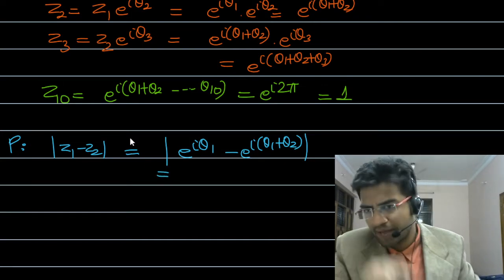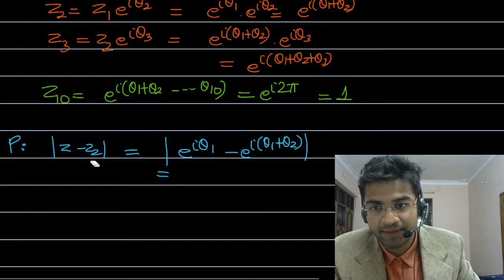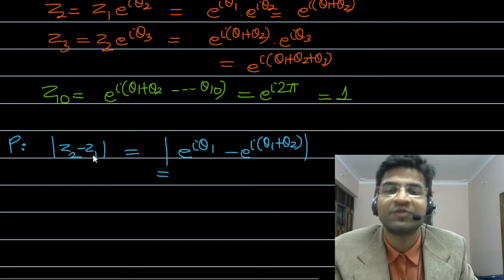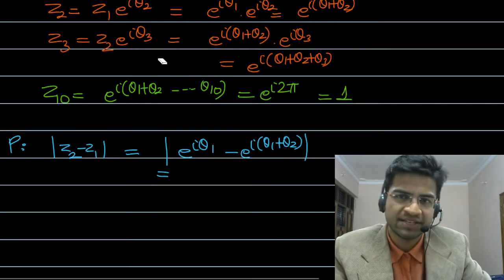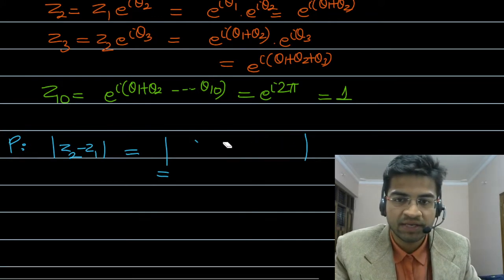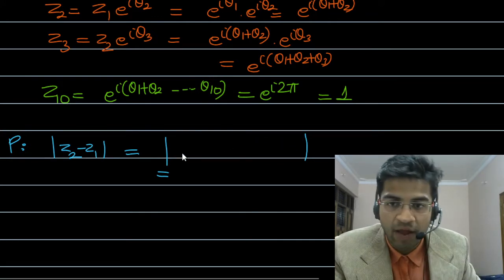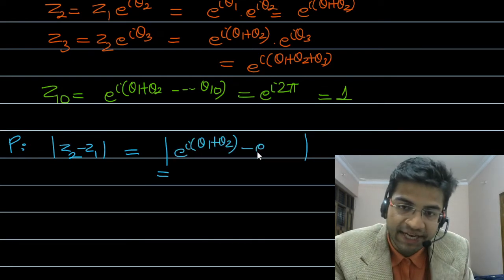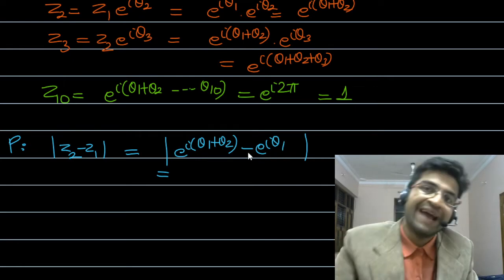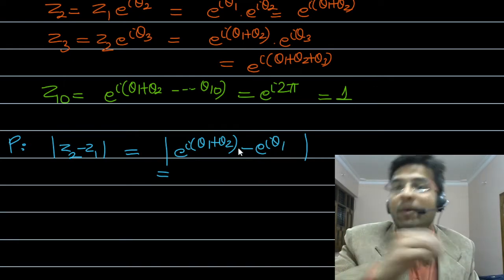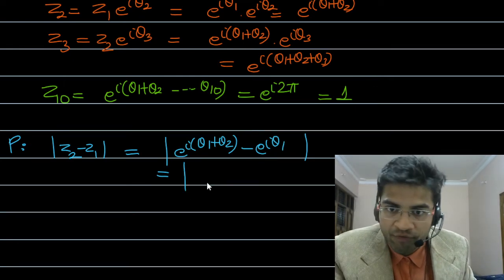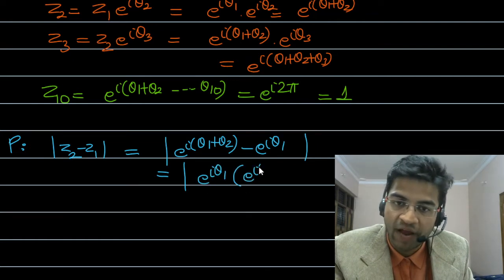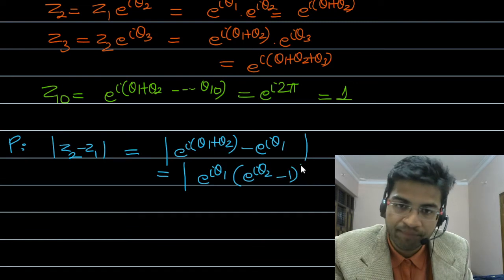I'm sorry, this is not Z1 minus Z2, this is Z2 minus Z1. The expression is Z2 minus Z1, although it will not affect this expression, but let us write what they have given us. This is e to the power iota (theta 1 plus theta 2) minus e to the power iota theta 1, and we can take e to the power iota theta 1 common. So this is mod of e to the power iota theta 1 into (e to the power iota theta 2 minus 1).